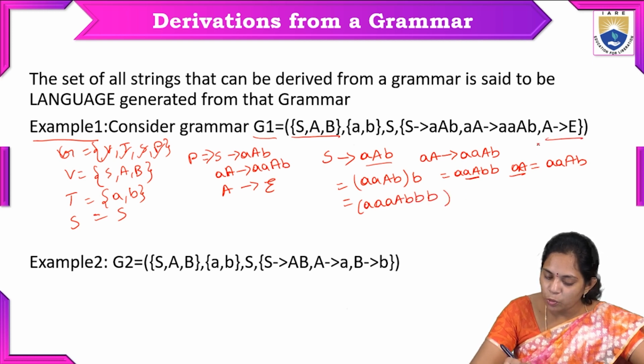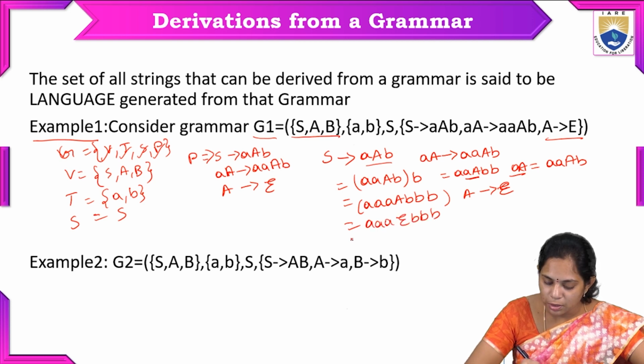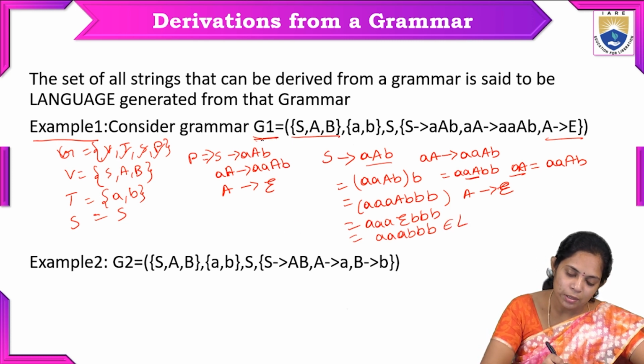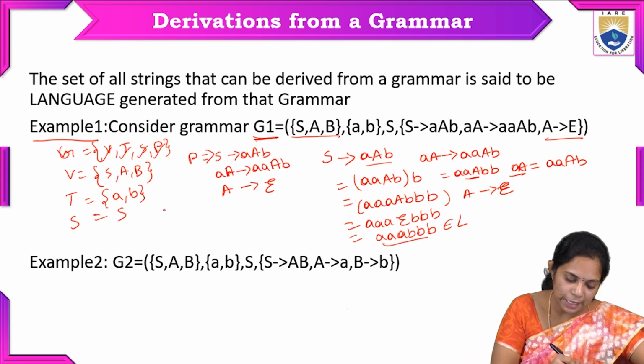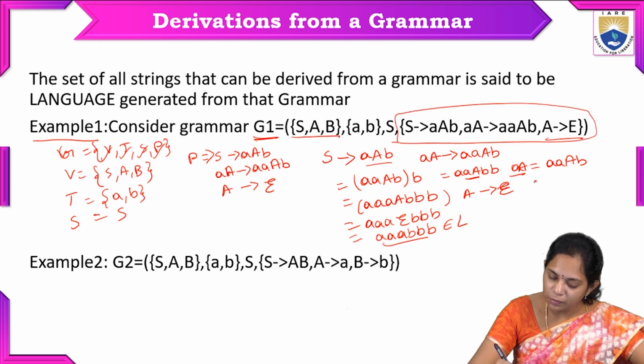And what is the one more production? A belongs to epsilon. We will substitute this one. So here A, epsilon, B. So after removing epsilon, we will get AB. So this is the language formed by this given regular grammar. We can say that this language is formed by these production rules. Here is the language: L is equal to AB.